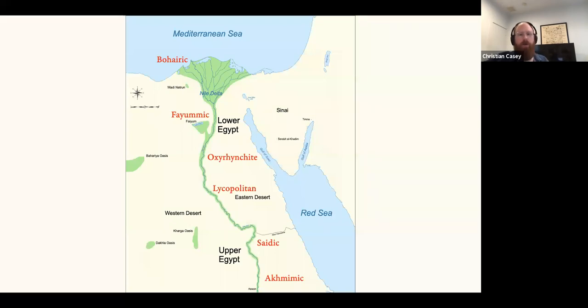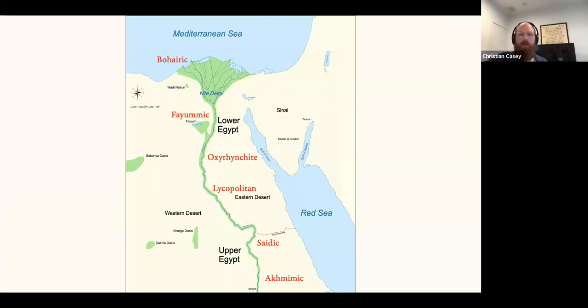So we have Bohairic, which is the liturgical language of the Coptic Church, spoken in the Delta. Fayumic in the Fayum, of course. Oxyrhynchite and Lycopolitan in Middle Egypt. Saidic in the area of Thebes, and Akhmimic further south, further up the river. That's the general idea. Those are the 6 major dialects.